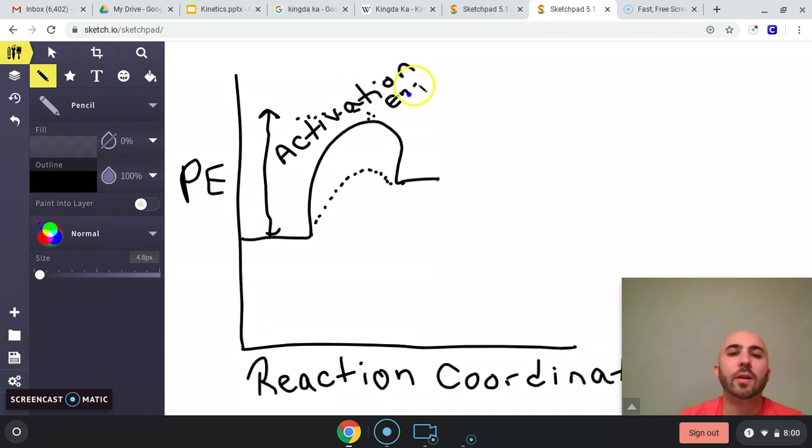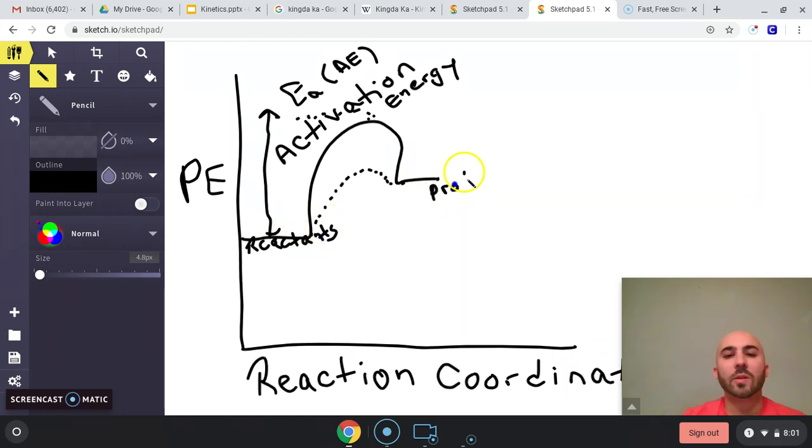Excuse my handwriting on this computer, but we also call it E with a subscript of A, or some people even call it AE, meaning activation energy, right? You could call it either of those things. And so the activation energy is the amount of energy, think of king to ka, right? Needed to go from the reactants all the way to the top. While we're here, we might as well label these as the reactants, and that makes these the products, of course.